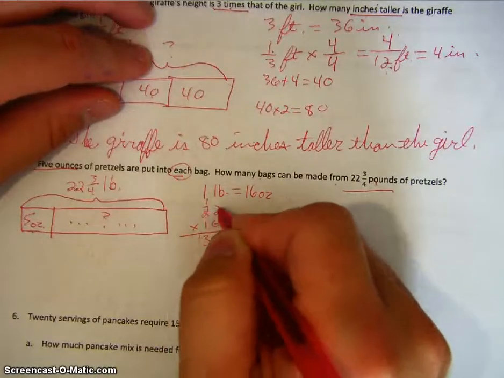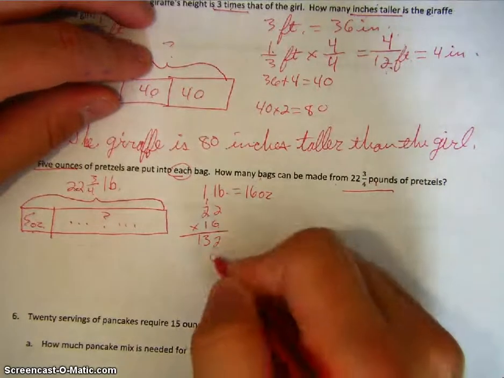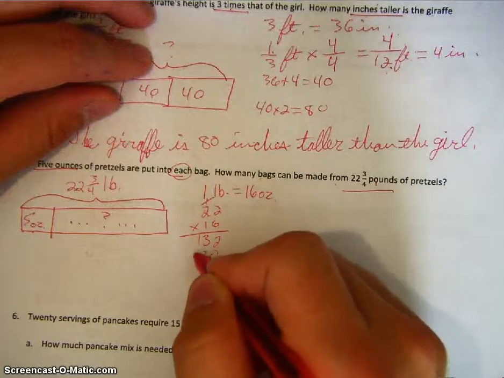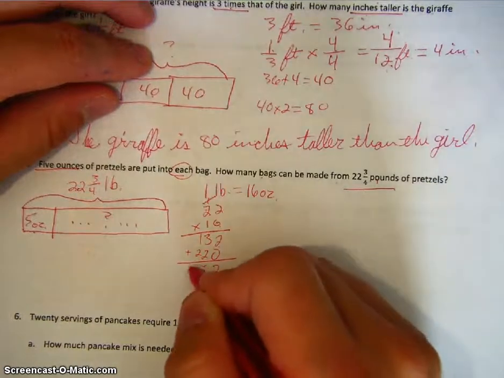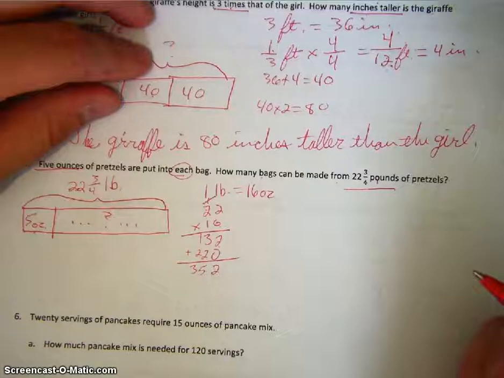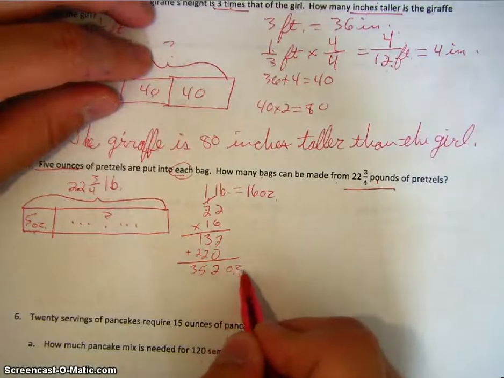So 22 times 6 is 132. And 22 times 10 is 220. So we add these up, and we get 352. So this is 352 ounces.